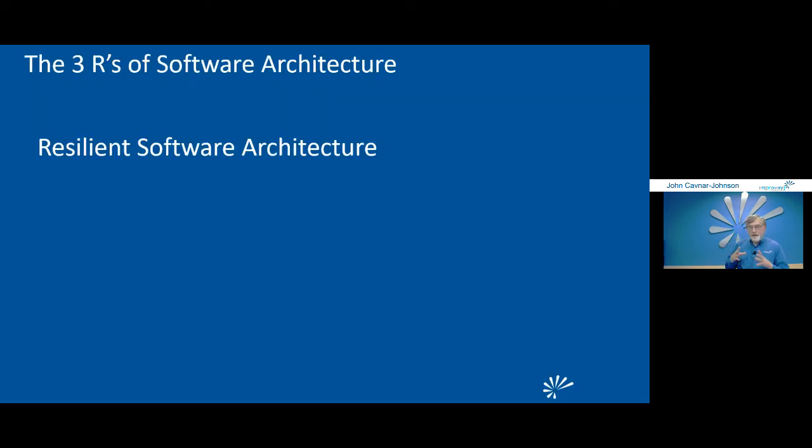So we've talked about responsive system architecture. The next thing we're going to do is talk about resilient system architecture. So if we don't have any questions about the first part, we'll talk about resilience.